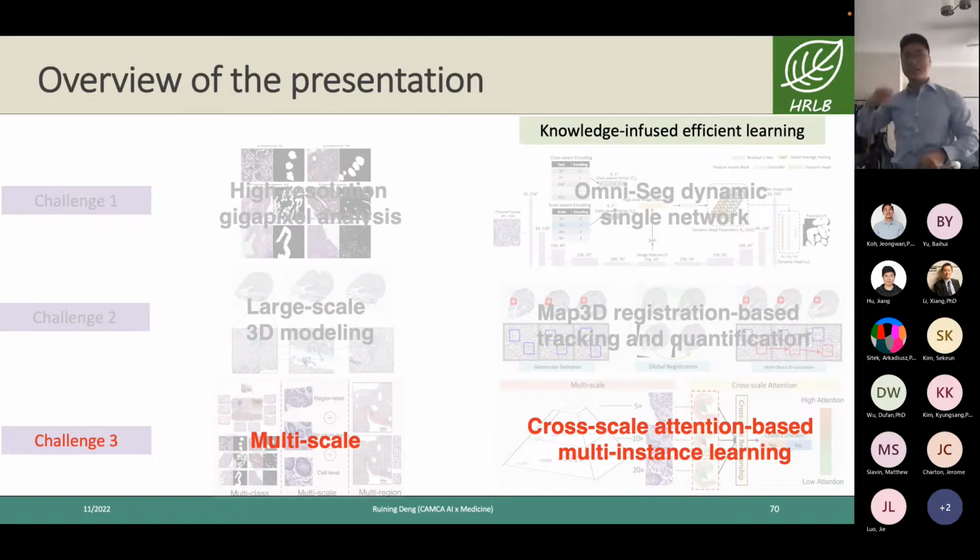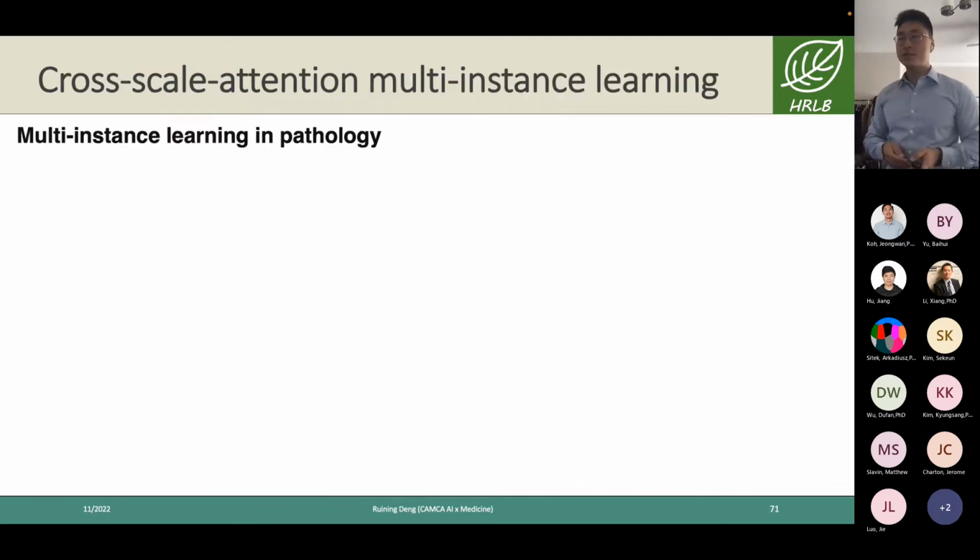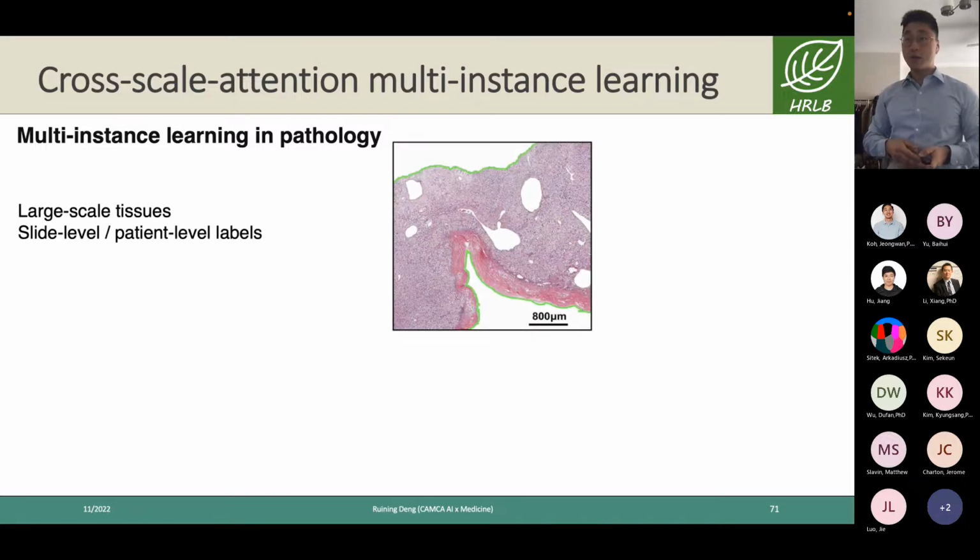All right. The last challenge as well as the last project we would like to show is the cross-scale attention-based multi-scale learning, which is presented at Dr. Lee's workshop. Previously, we know the whole slide image is really large, so they have large scale tissues, and the annotation is very label intensive. So generally, we can only get a slice level or patient level label rather than a pixel level or patch level label. So how can we use the slice level or patient level labels for digital pathology analysis?